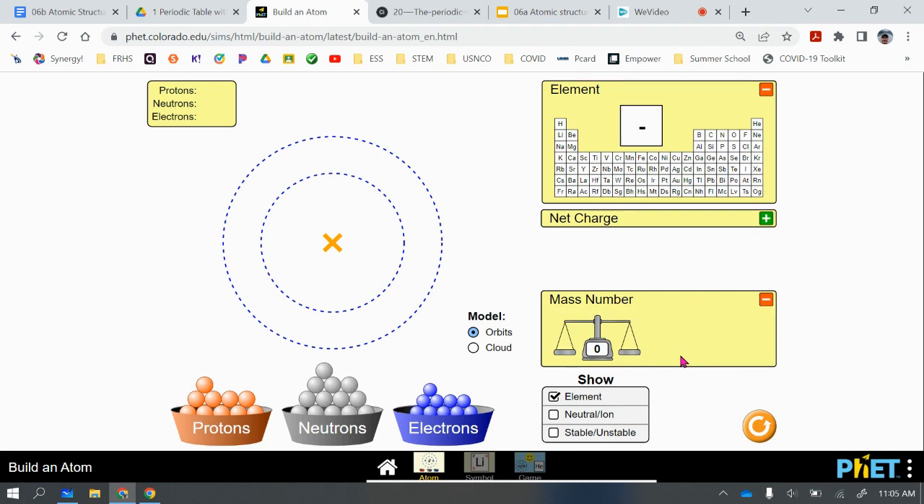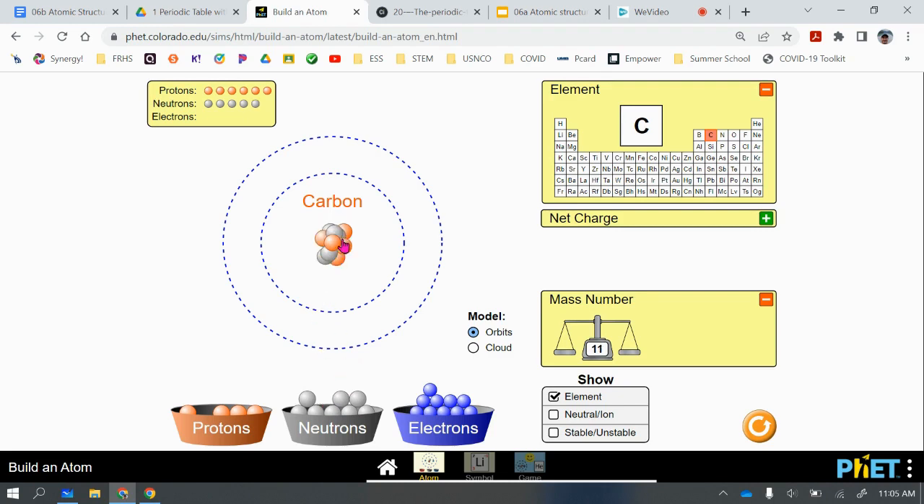So pause and take the 10 or 20 seconds to build a carbon atom that, I'm sorry, I said 6, that has a mass number of 12. A carbon atom that has a mass number of 12. Okay, pause and go. Okay, so to make it carbon, we have to have 6 protons. And now to make it have a mass number of 12, so it would be carbon 12, I also need to add 6 neutrons, right?